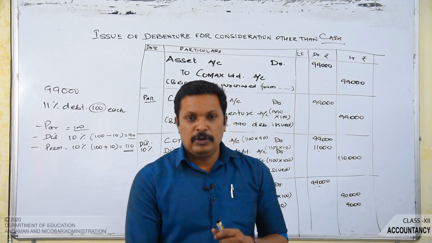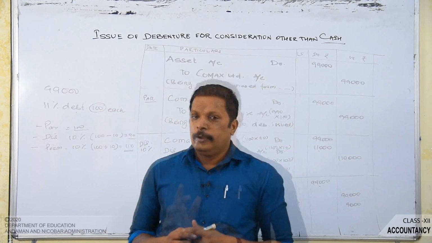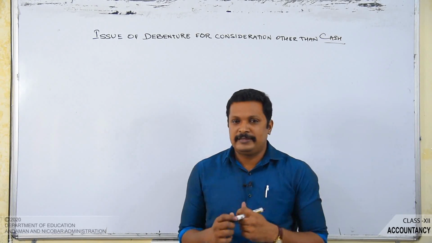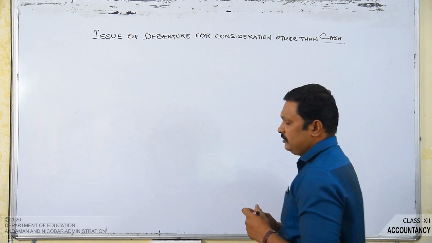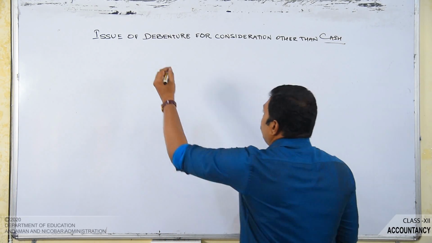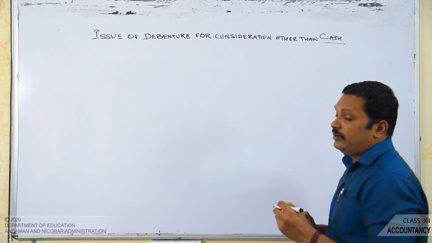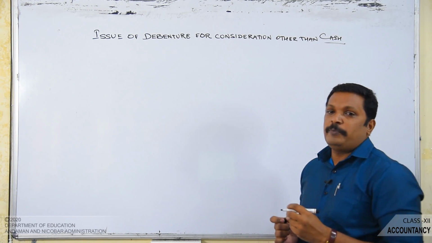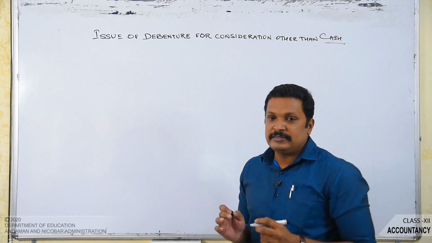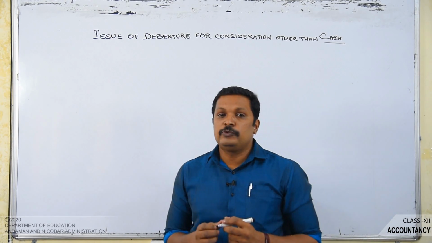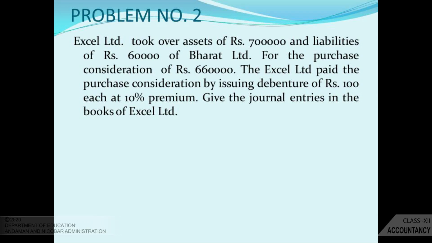So once again, one more problem. Now we are proceeding to the next part, that is when we issue debentures for consideration other than cash, when we purchase the business of another. So how to pass the entry? We already discussed the entries and everything, so I move directly to the question.